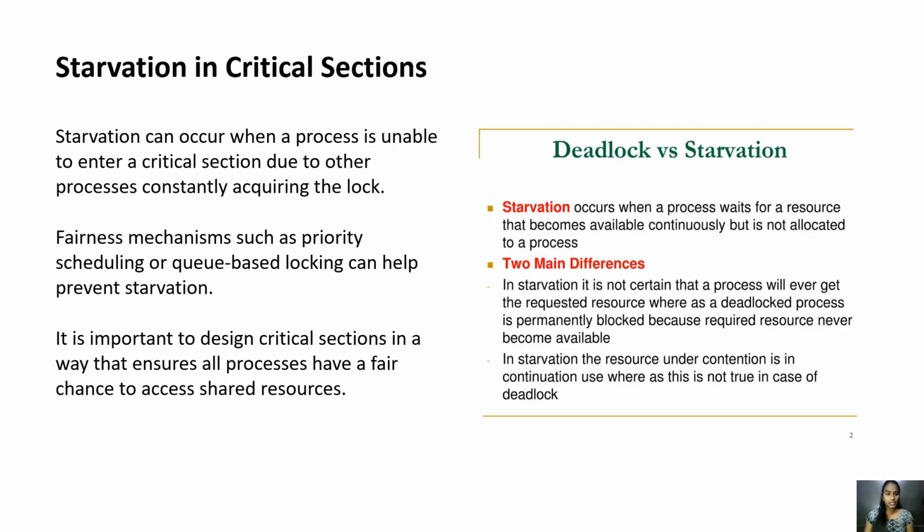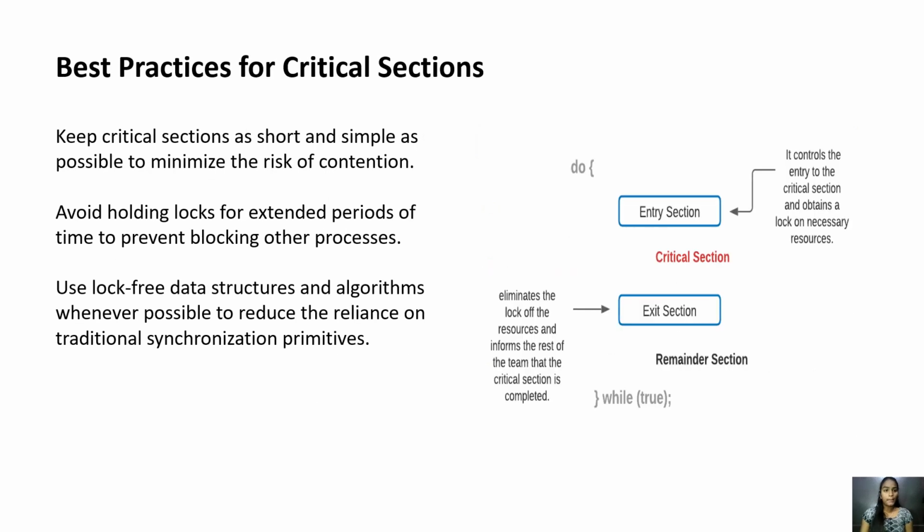Starvation in critical sections. Starvation can occur when a process is unable to enter a critical section due to other processes constantly acquiring the lock. Fairness mechanisms such as priority scheduling or queue-based locking can help prevent starvation. It is important to design critical sections in a way that ensures all processes have a fair chance to access shared resources.